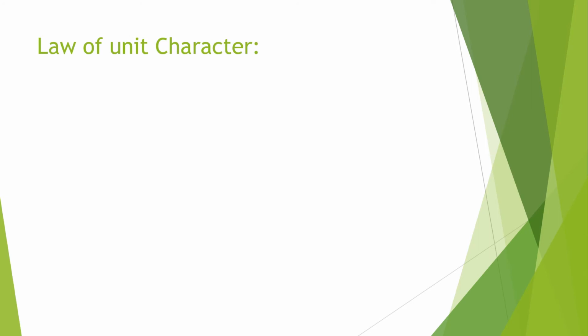Now the next one is the law of unit character. Unit means one, single character. Every individual possesses hundreds and thousands of characters. You can take yourself: in our personality we have hundreds and thousands of characters, and each character is our individual character.